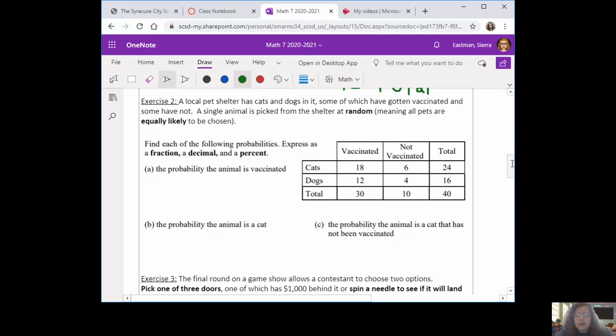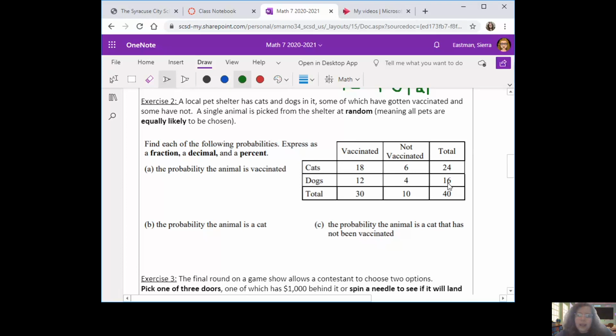And we can take a closer look at this table and see how they split things up a little bit, okay? If you wanted the cats only, you'd be looking at this row. 18 cats are vaccinated, 6 cats are not vaccinated, and there are 24 total. If you were looking at dogs only, you want to look at this row. 12 vaccinated, 4 not vaccinated, 12 total.